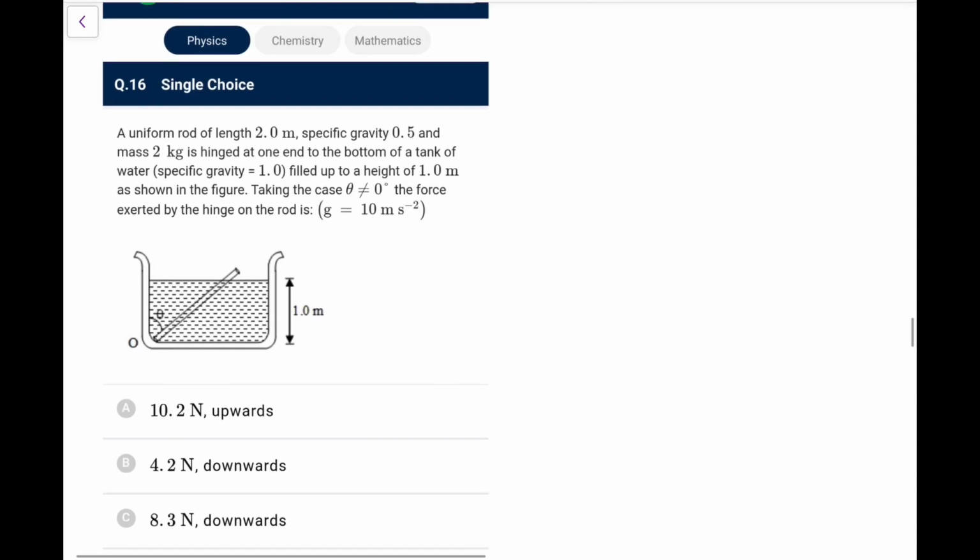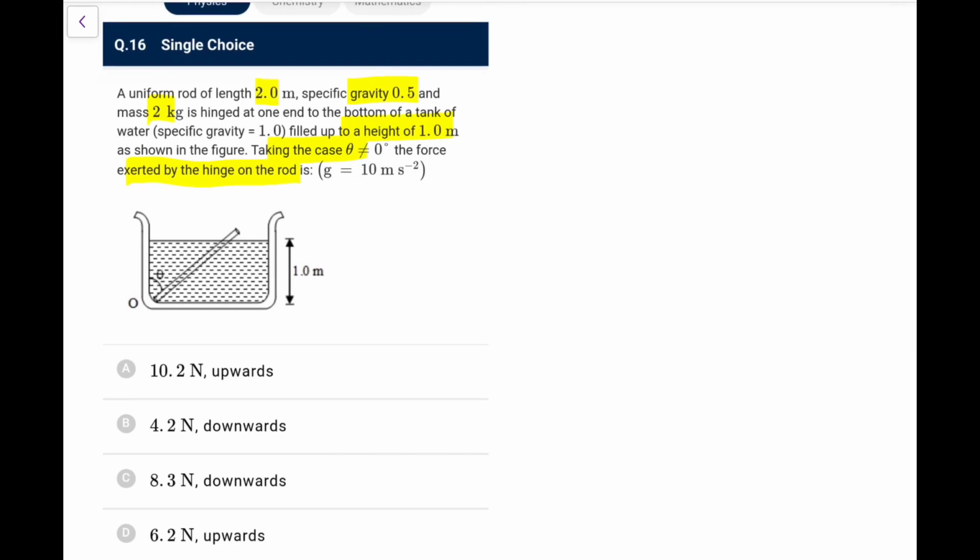Next one. A uniform rod of length 2 meter, specific gravity 0.5, mass 2 kg, hinged at one end at the bottom, filled up to a height of 1. Taking the case theta non-zero degree, the force exerted by the hinge on the rod is, okay. So what we will have, the force exerted by the hinge on the rod. So I am assuming it is in equilibrium. So in equilibrium, I am drawing it here.